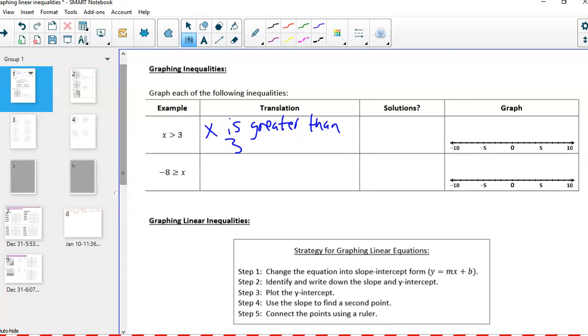Okay. If we were looking for the solutions to this, what numbers would be solutions to this problem? Anything above 3. So 4, 5, 6, and we could keep going. Would this be an open or a closed circle? Open, because it doesn't have the equal to underneath. And would this go to the right or to the left? To the right.